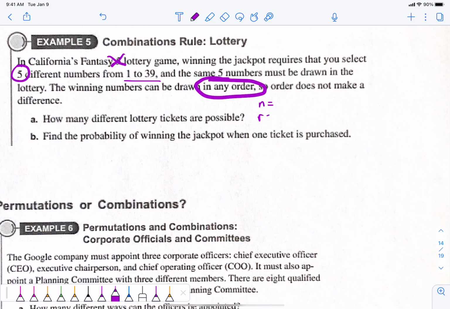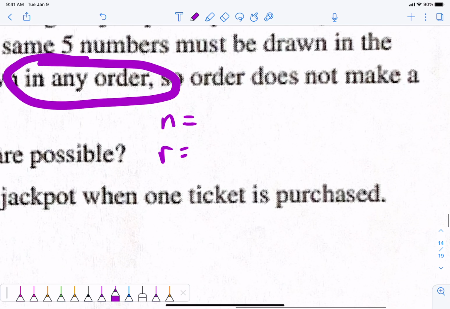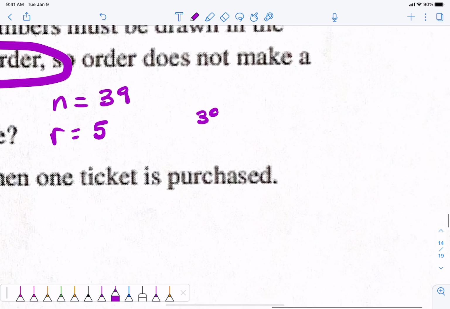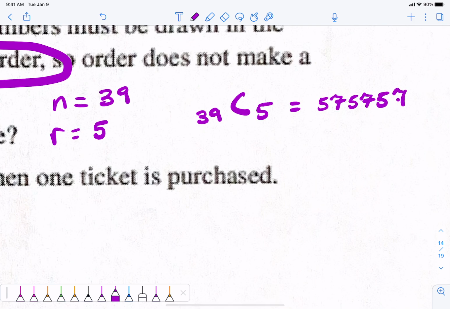How many different lottery tickets are possible? We have to figure out what N is and what R is. What is N? 39, not 40. Total number. R is the number that I'm choosing, which is 5. And we want to know how many different lottery tickets are available. So that's 39C5. If you try to type in 5C39, it will say 0 or error. 575,757. Are you sure? Yeah?